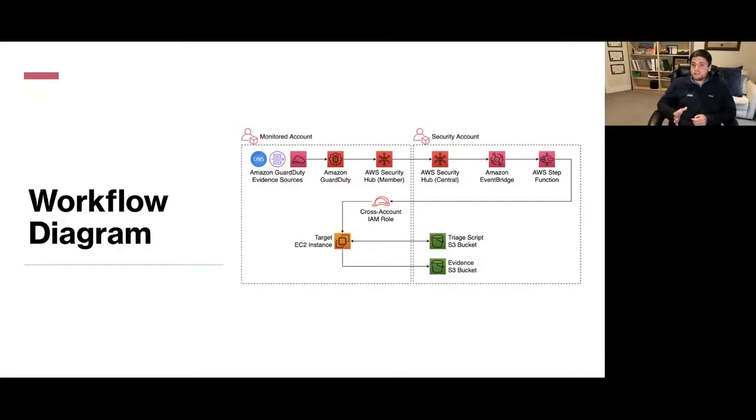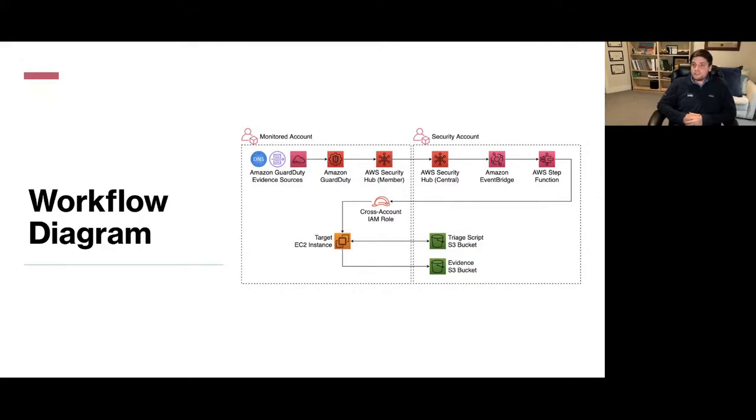Now we're on the right side of this diagram. There are two ways that you can trigger this solution. The first is that it could be triggered automatically using Amazon EventBridge. You can have rules set up where this solution will fire for specific findings in Security Hub. So let's say there's a finding involving an EC2 instance that originated from GuardDuty. I can have logic in place where I'll automatically kick off this triage collection workflow. That's why the EventBridge is there.